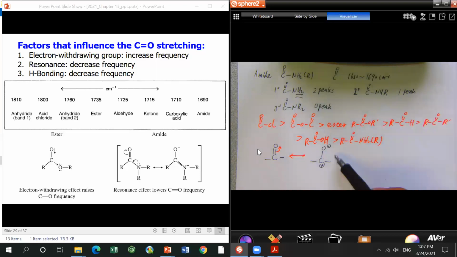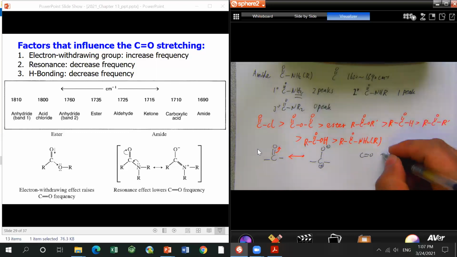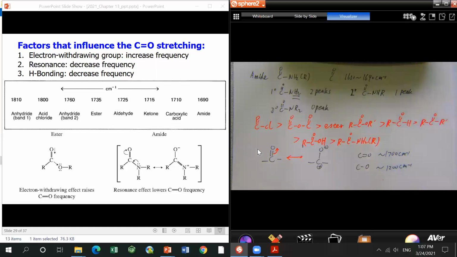So charge separation. I want to put the lone pair electrons on the heteroatom, just to show here. We already know that the C=O bond should be around 1700 per centimeter. And the C-O single bond is weaker than the C=O bond, so it shows a low frequency, about 1200 per centimeter. That means if you have more double bond character, you have a higher frequency. If you have more single bond character, then you have a lower frequency.